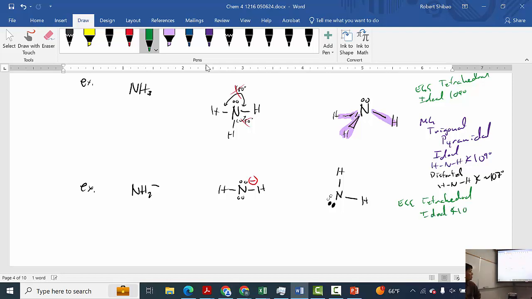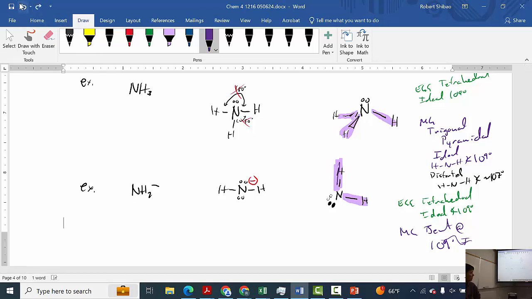And so again, the EGG is tetrahedral. And that's going to set our angle. The ideal angle would be 109 degrees. But the MG is not tetrahedral. The MG is bent. But it's different because the angle on this is different than the previous one. And so the MG is bent, 109 degrees ideal.